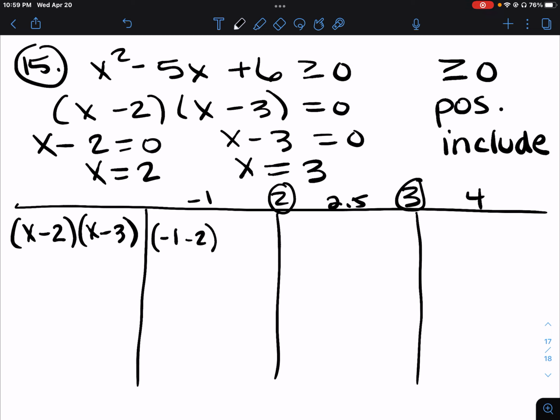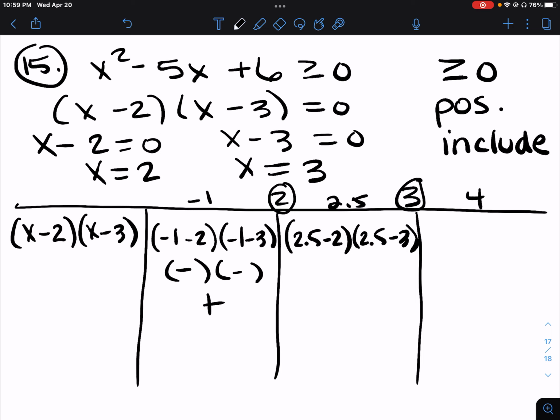-1 minus 2 and -1 minus 3 are both negatives. Negative times negative. Plug in 2.5. 2.5 minus 2 is positive, but 2.5 minus 3 is negative, so that's negative. That comes out positive.